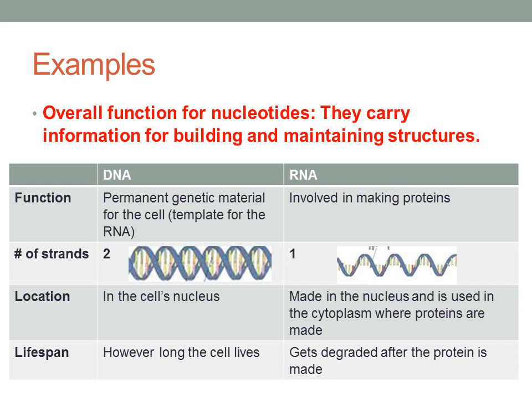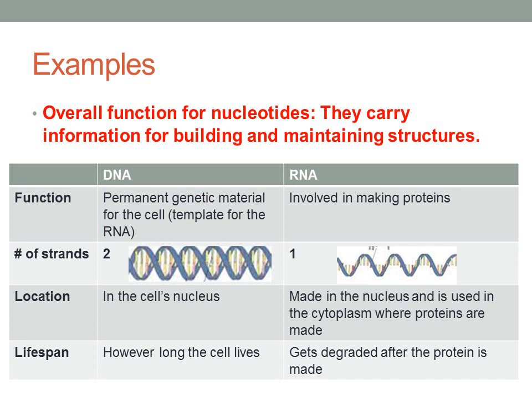To go a little bit more into the different types of nucleic acids and the differences between them, let's look at this table. The overall function for nucleotides is that they carry information for building and maintaining structures. They carry the genetic information for our cells. So we're going to compare DNA and RNA in the table below. DNA is on the left-hand side. If we look at DNA, we see that its function or job is to be a permanent genetic material for the cell. That means that it's never going away as long as the cell lives.